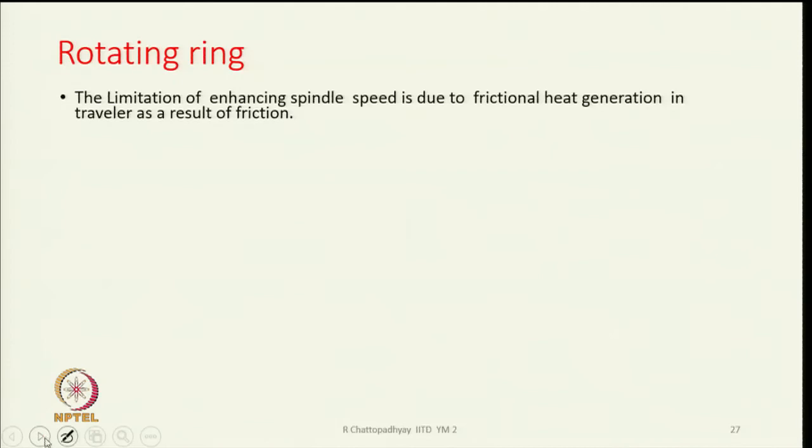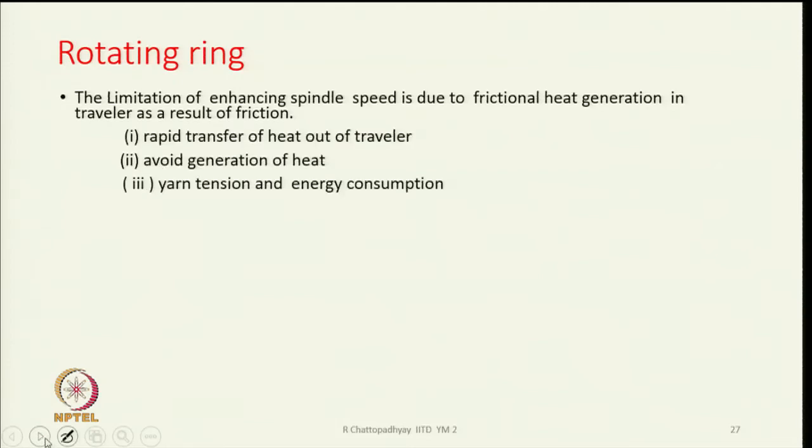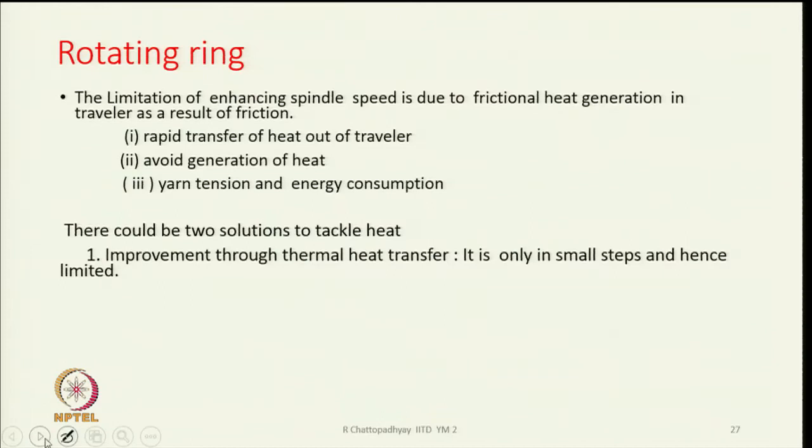The other thing is the rotating ring. The limitation of enhancing the spindle speed is due to frictional heat generation in the traveler. So, there is always an effort to increase the speed of the spindle, so that we can increase the production rate. There are various types of limitations why we cannot go for very high speed of the spindle. One of the reasons is frictional heat generation in the traveler, and therefore, the traveler gets burned very quickly.